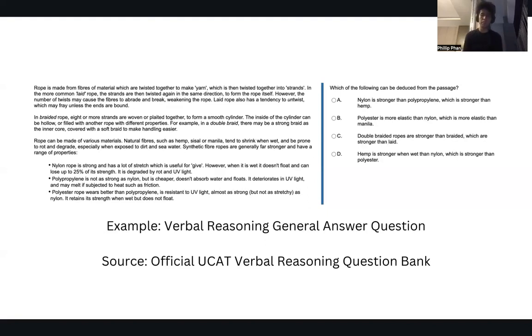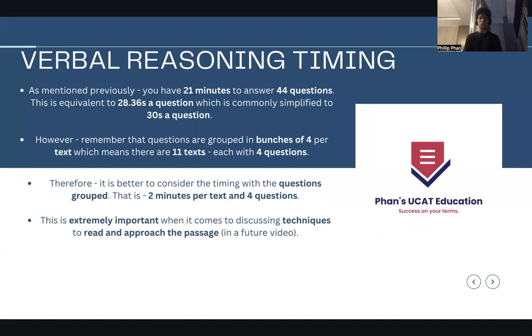And this is sourced from the original official UCAT verbal reasoning question bank. I do want to warn you guys that that text right there is not entirely new. This is from the 2019 question bank that I last saw, and nowadays they made it much longer, so watch out. Alrighty, so let's talk about the timing now.